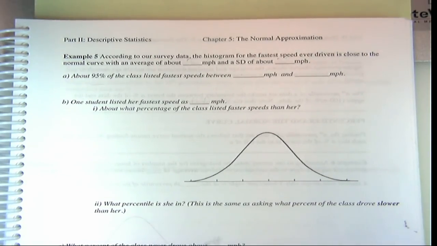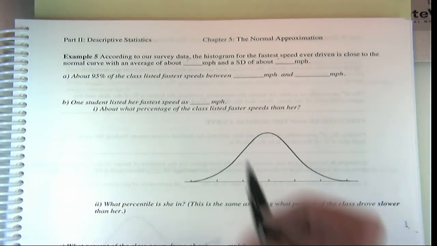So we're starting here on page 31. And we've been talking about the normal approximation, which is very useful for data that follows the normal curve, because all we need are two summary statistics, the average and the standard deviation, and we're able to figure out percentages within any interval. So let's look at this example here.